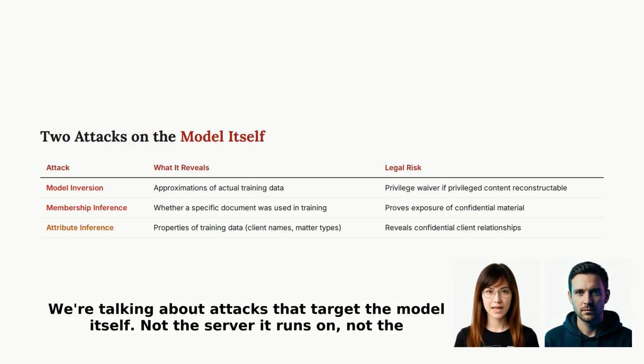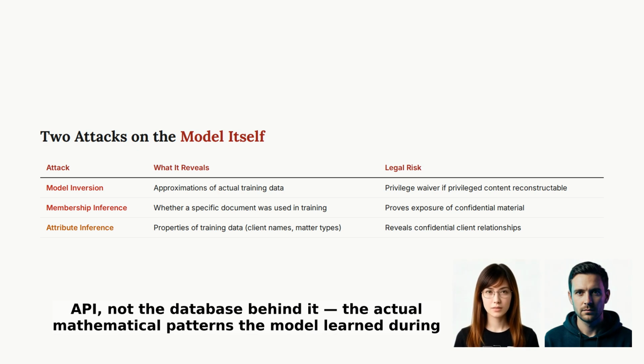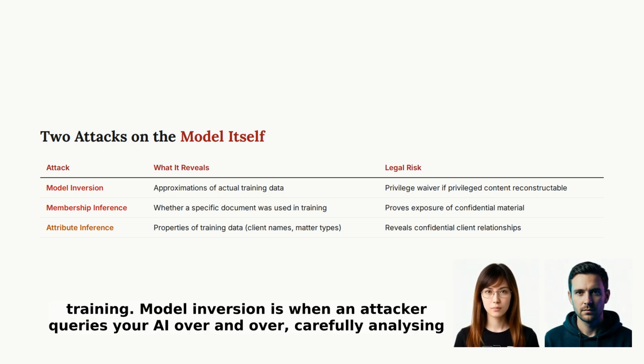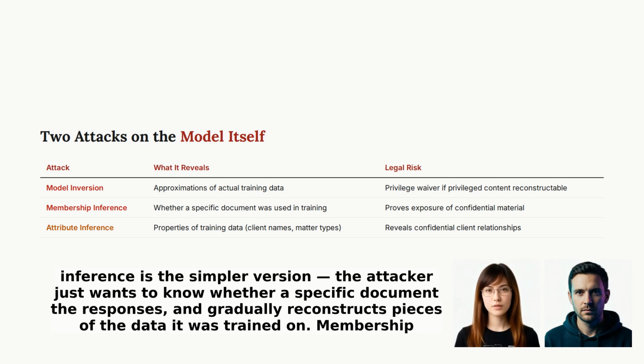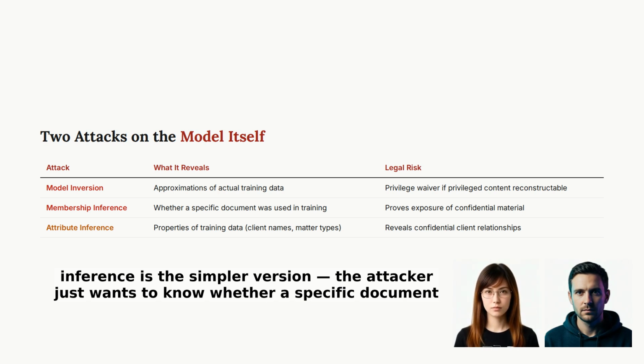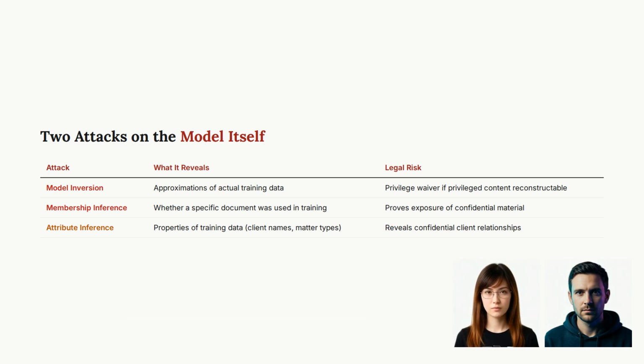We're talking about attacks that target the model itself, not the server it runs on, not the API, not the database behind it, the actual mathematical patterns the model learned during training. Model inversion is when an attacker queries your AI over and over, carefully analyzing the responses, and gradually reconstructs pieces of the data it was trained on. Membership inference is the simpler version. The attacker just wants to know whether a specific document was in the training data at all.